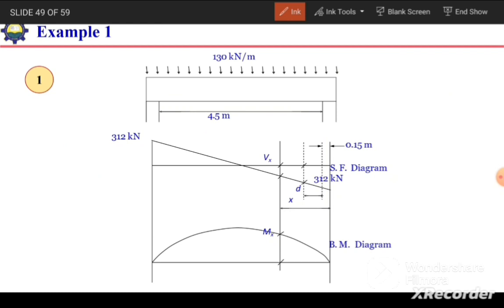Okay, so now we need to draw the shear force and bending moment diagram. For the shear force diagram we need to calculate the reaction at this point, which will be equal to 312 kilonewton. After calculating the reaction we can draw the shear force diagram, which will be of this shape having maximum coordinate of 312 at the supports, and at the center its magnitude will be 0. And the bending moment diagram will be a second degree curve with the maximum value at the center, which is equal to WL square by 8.